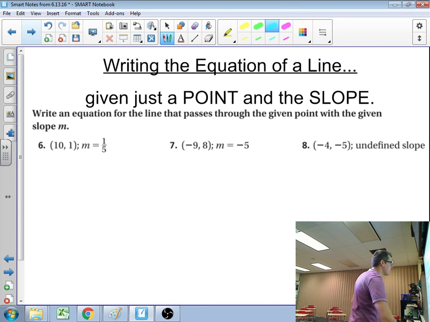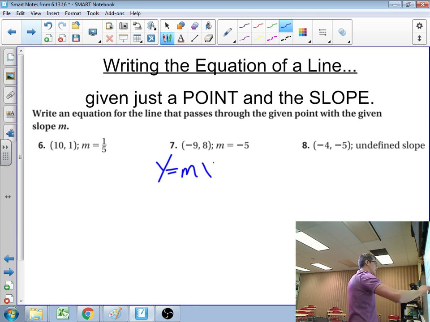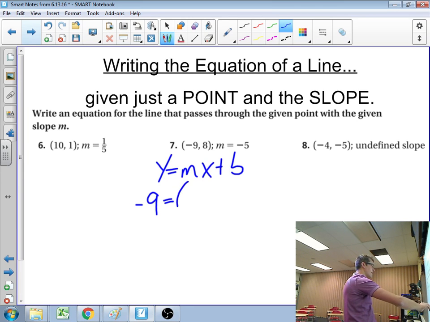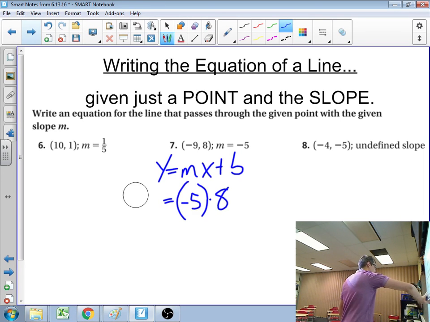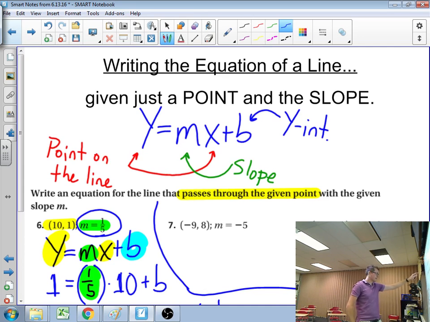So for number 7, again, I just have the point and the slope. So start with your general equation, y equals mx plus b. Plug in your y value of -9, your m value of -5, your x value of 8. Sorry, switch those around. Hope I didn't do that on the last one. Let's make sure I did the right thing over here.